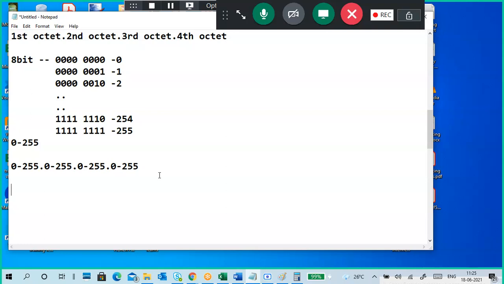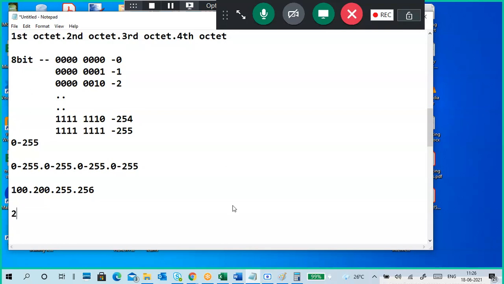255 only. For example, if I write some IP address 100 dot 200 dot 255 dot 300, not possible. It is 30 only, not 255. So the maximum is 255, not even 256, because the maximum number is 255.